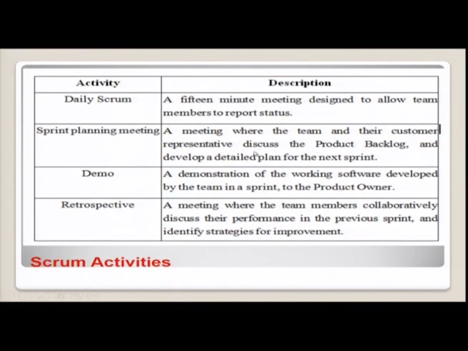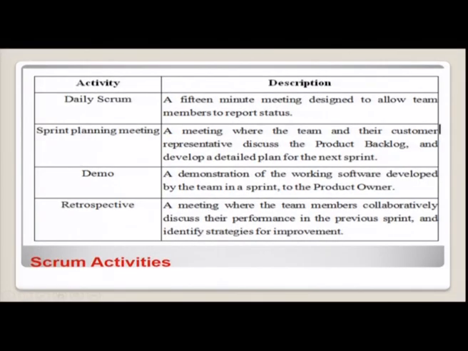Then the other activity is the sprint planning meeting, a meeting where the team and their customer representative discuss the product backlog and develop a detailed plan for the next sprint. Only in the sprint planning meeting will they decide whether to take this backlog into the next sprint, to postpone it, or to keep it in the parking lot itself. Then the next activity is the demo, a demonstration of the working software developed by a team in a sprint, shown to the product owner. The product owner is a customer representative. A working software product, which I called the minimum marketable feature, MMF.